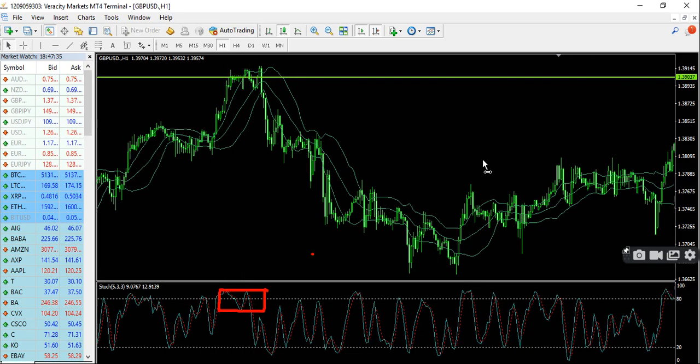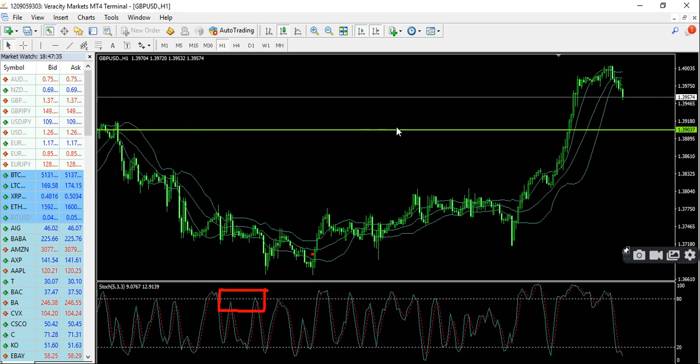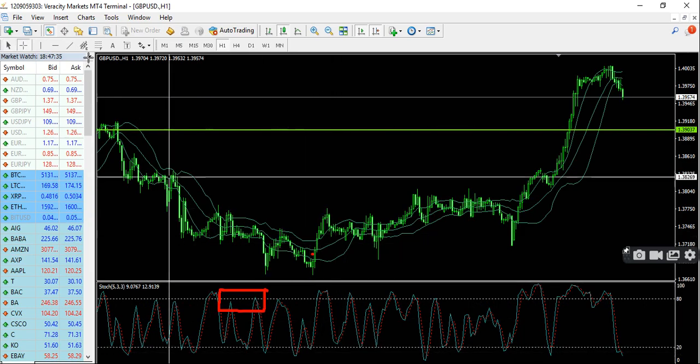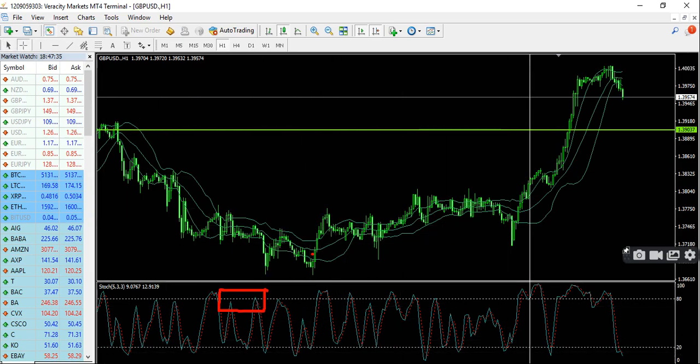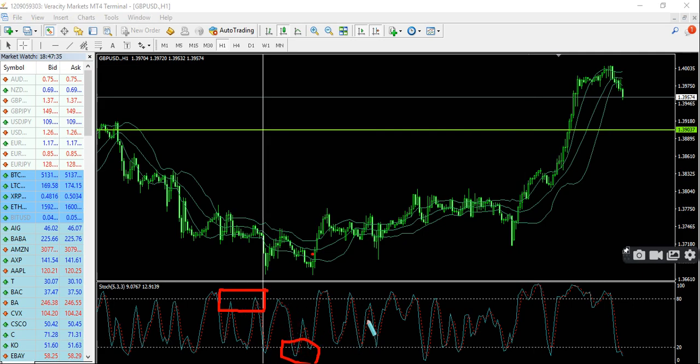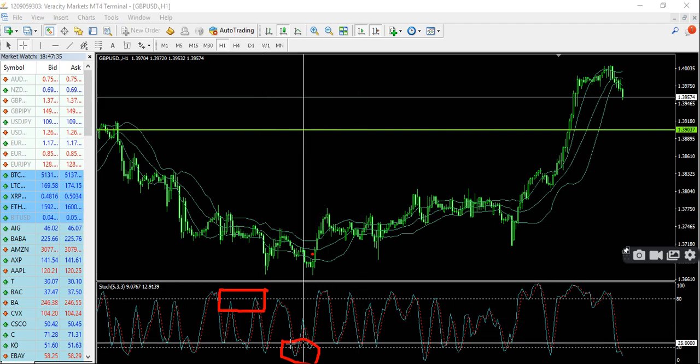So guys, let's move to another point. Let's get to this point. As you can see, here it was below the level of 20. So here is where we're looking for our buying opportunities, guys.